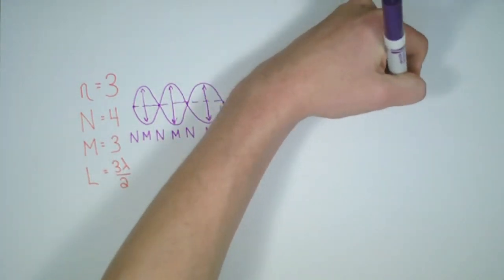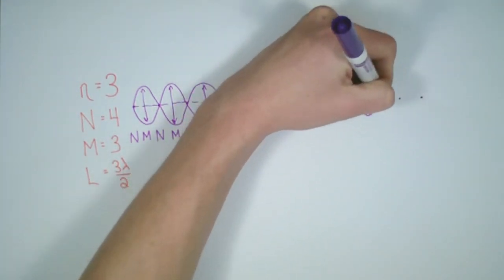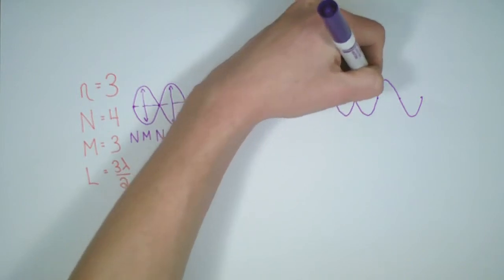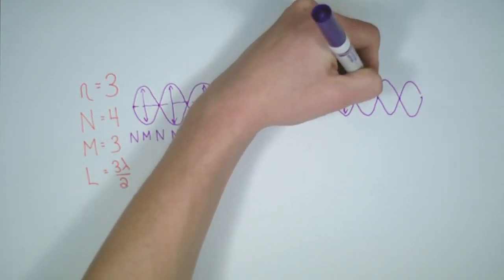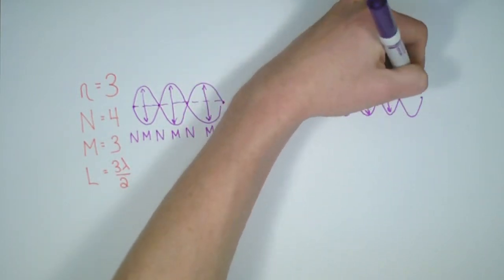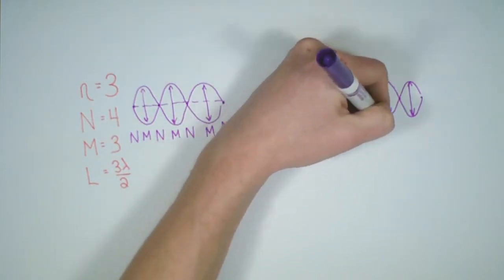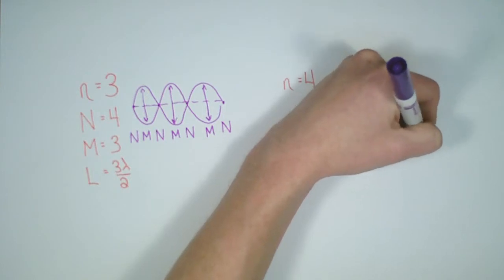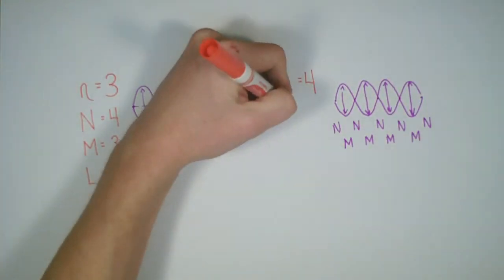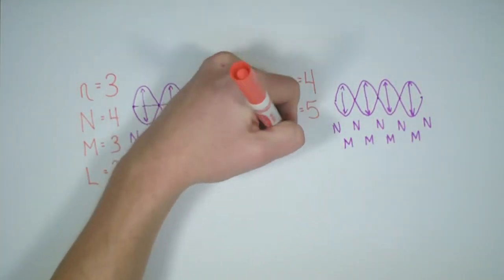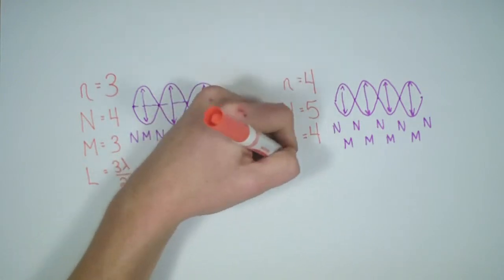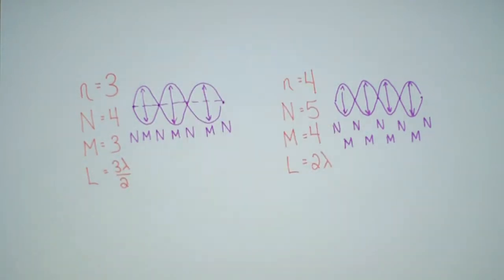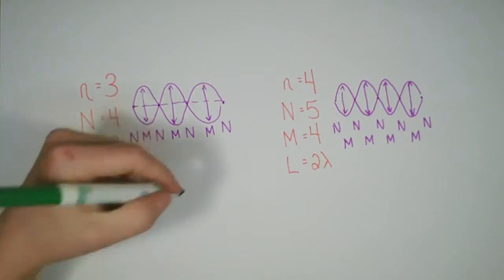Continuing on, the fourth harmonic. Again, we increase the number of nodes by 1. And so now we have 5 nodes, 3 in the middle of the spring and 1 at either end. And again, between any two nodes, we must have a maxima. So we've increased the number of maxima by 1 as well. So now our number of nodes is equal to 5. Our number of maxima is equal to 4. And we see that there are 2 wavelengths expressed along the length of the spring.